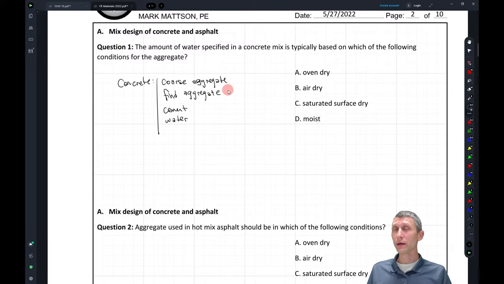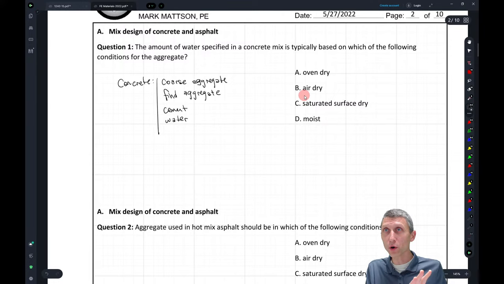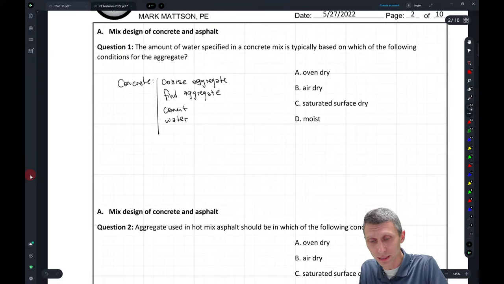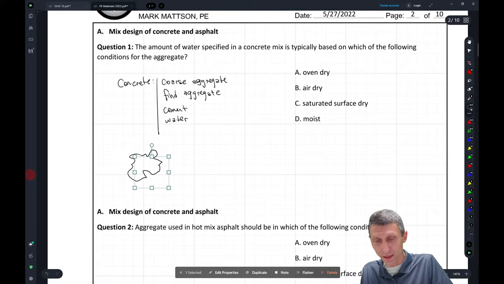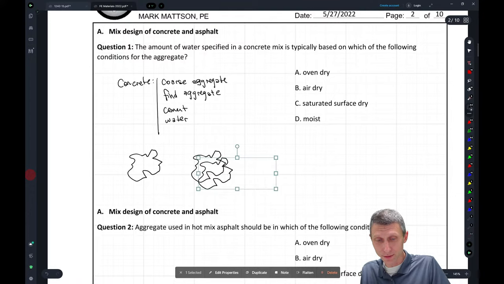So what we want to do here is make sure we get that water cement ratio correct. And when we start looking at this, we're going to take a look at each of these conditions. So before I jump in and say what the answer is, let's see what these conditions are. If we have some stone particle here, I'm going to duplicate it, okay? And I'm going to stick it over here, and duplicate it again, and move it over here, and then duplicate it one more time, and move it over here.